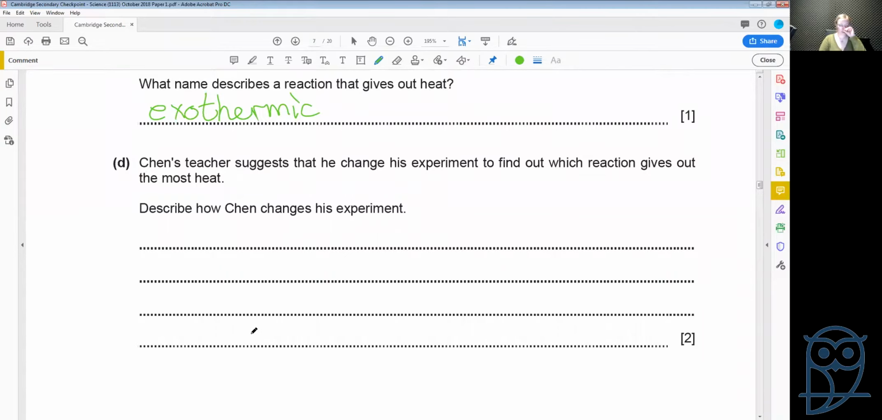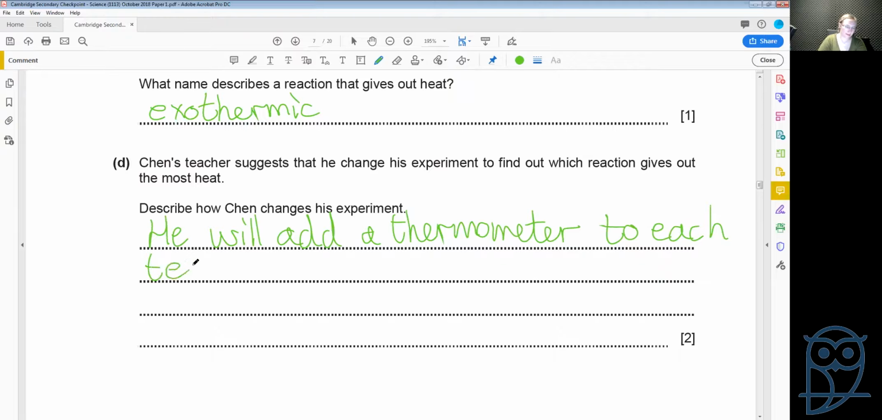So he will use the same amounts of copper, zinc, iron, and the sulfates. And then you will add a thermometer to the test tube as the reaction takes place in order to see how much heat is produced by the reaction. So you will add a thermometer to each test tube.